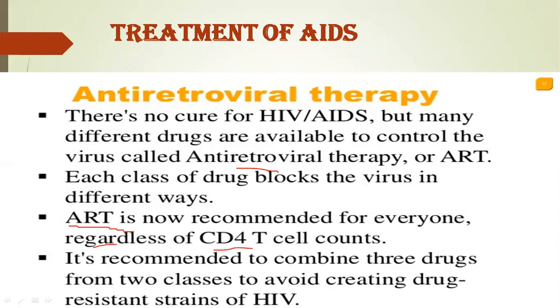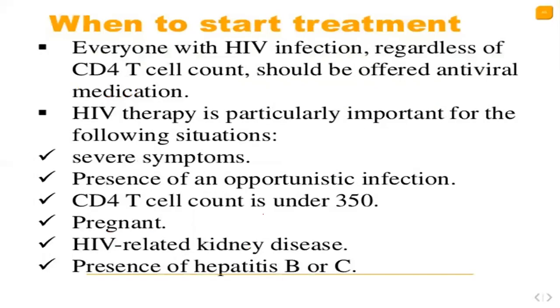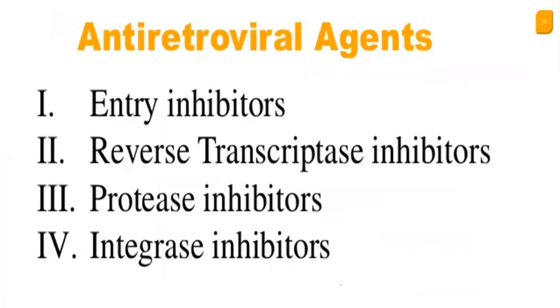Scientists are discovering some other types of methods to cure this, but it cannot be cured properly. So when to start a treatment? When there are severe symptoms, or opportunistic infections. If the count is less than 350 CD4 cells, and there can be HIV related kidney diseases or hepatitis B or C in the presence of that. If the person has other symptoms, they can also be suffering from that.